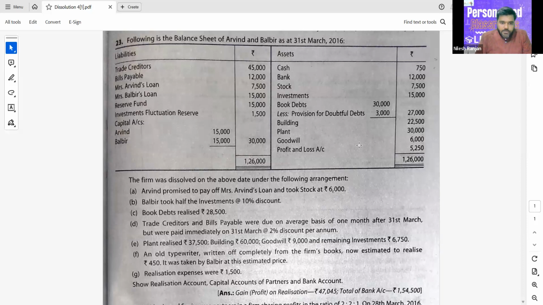Realization expenses were 1,500. Show the realization account, capital accounts of partners, and bank account. So all three accounts are required here. Yes.